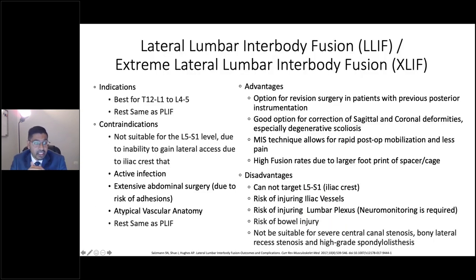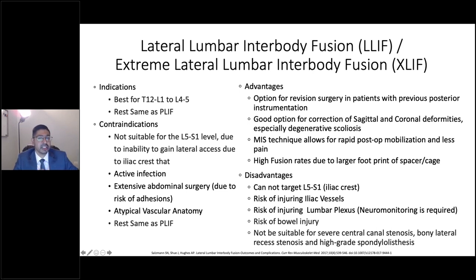The main indications for the lateral lumbar interbody fusion or extreme lateral lumbar interbody fusion are disc disease from T12 to L5, as well as scoliosis. Some of the contraindications are similar to the anterior approach since you are approaching from a retroperitoneal approach. Extensive abdominal surgery is a contraindication for the same reason.